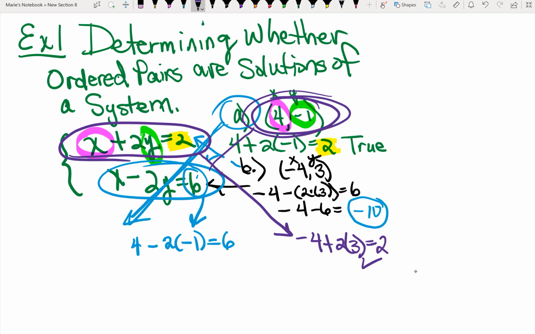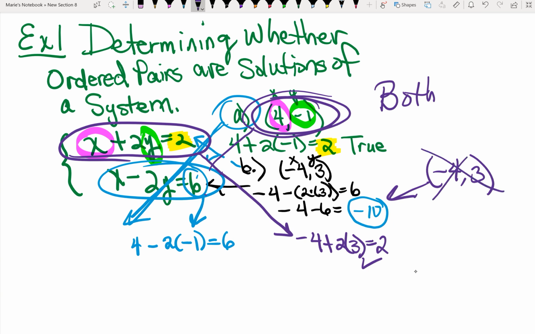And you'll repeat the same process. So it has to work for both. Both must work. If one fails, then the coordinate pair does not work. So negative 4 comma 3 is a fail, because if you notice, when we plugged it into the second equation, it did not work. So this is a fail for that coordinate. The first coordinate that we used, which was 4, negative 1, that was a double win.